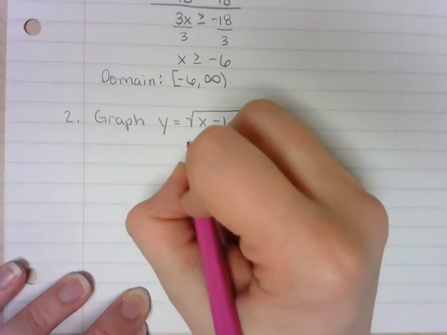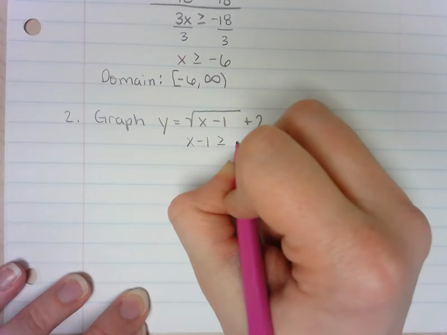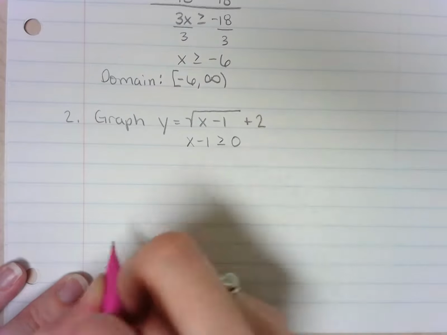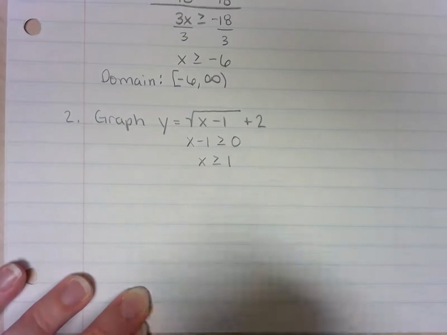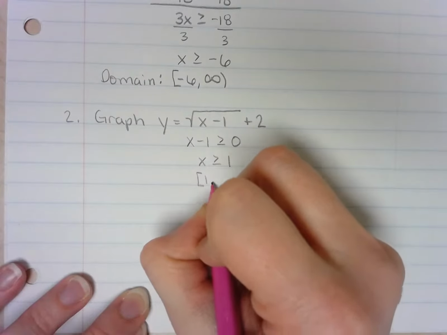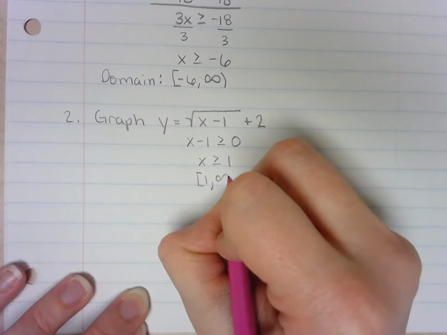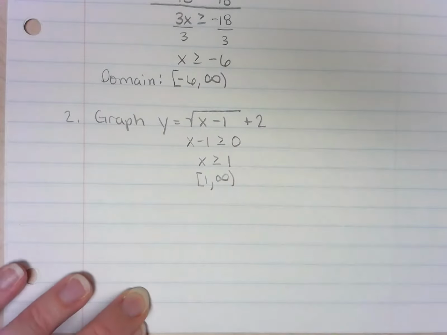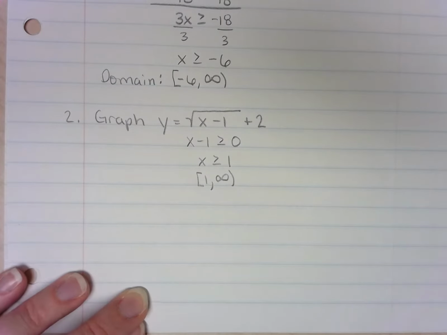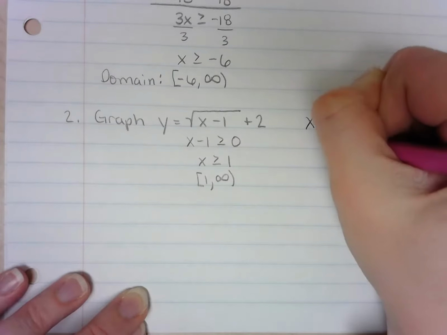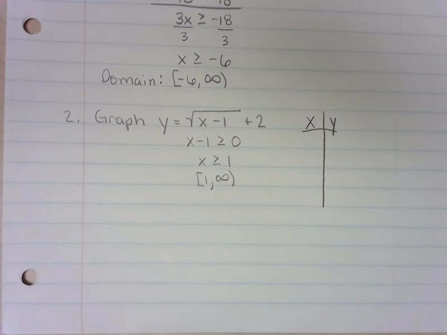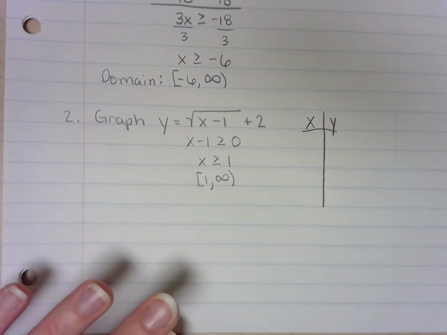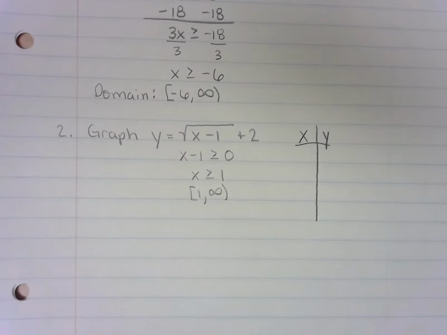So what's under the radical, x minus 1, would be set greater than or equal to 0, and we can solve by adding 1. So our domain is going to go from positive 1, and it will include positive 1, all the way out to infinity, because it needs to be greater than or equal to 1. So when you make a table of values, we typically have 5 points when graphing nonlinear functions, just to make sure to get a nice curve shape.